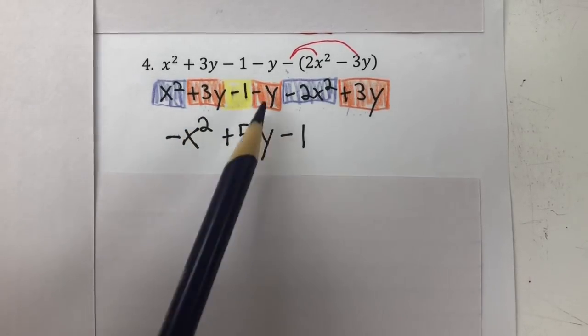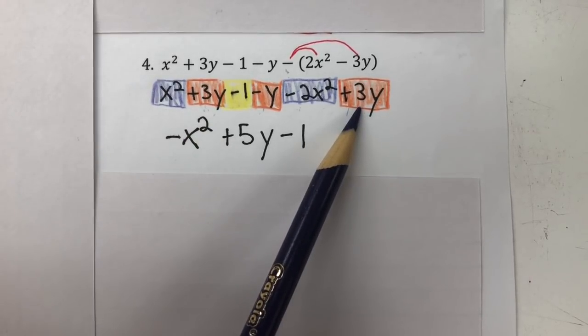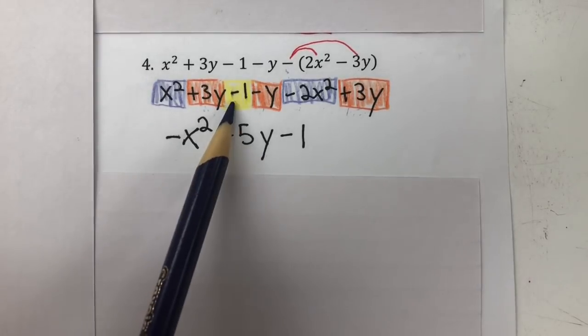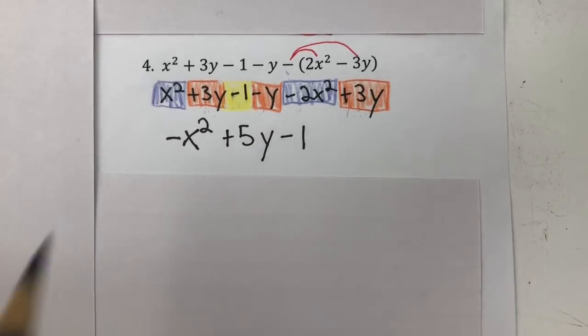Then I'm going to combine these three terms. 3y plus 3y is 6y, minus y is positive 5y. And then this has no other like terms, so it's negative 1.